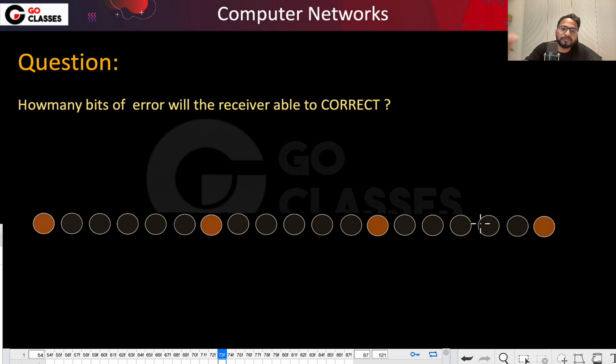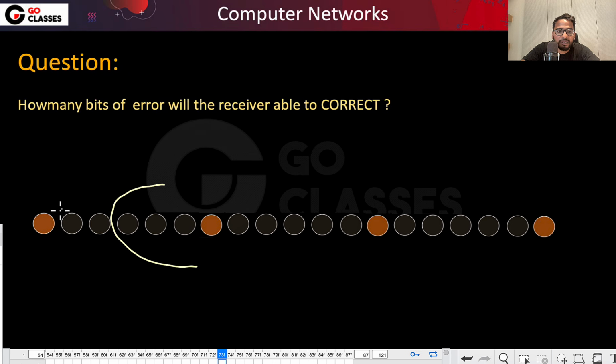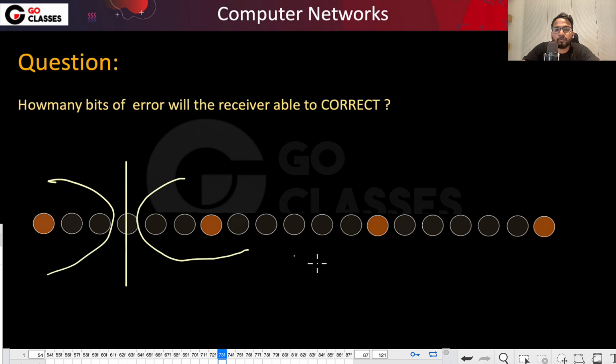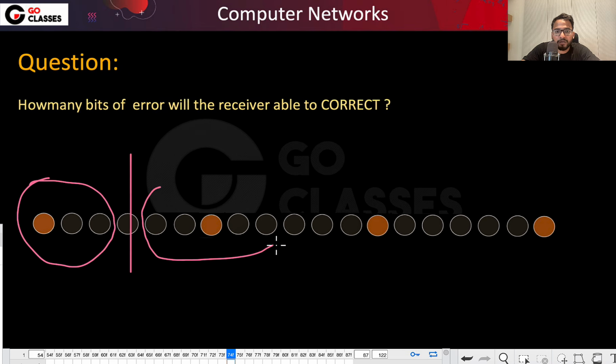So how many bits of error can you correct here? See, I think you can divide into half, basically. You can divide into half. This is, I think, 2 bits, because if you take 3 bits, then it will be overlapping. So you can divide into half. If it is odd, then you cannot make much use of it. So you can say up to 2 bits of error you can correct, because up to 2 bits there is no problem.